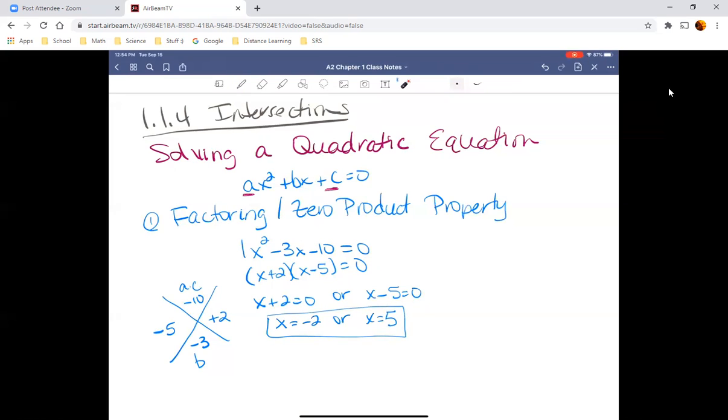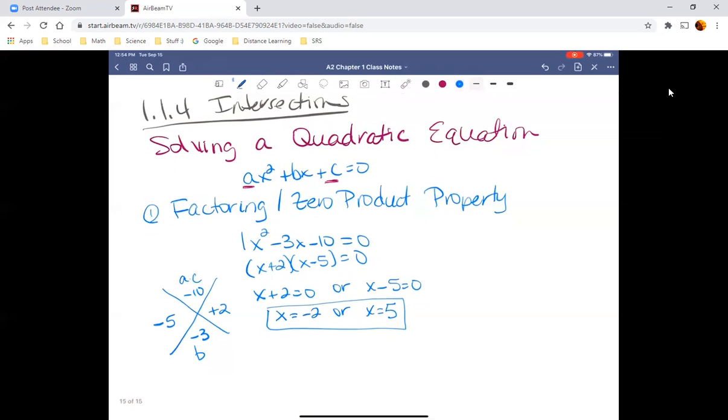And a little clue too is because it's a quadratic and it's to the square, it's to the second power. How many answers do you think you might get? 2, right? All right. You ready for the second way? It'll be your favorite.